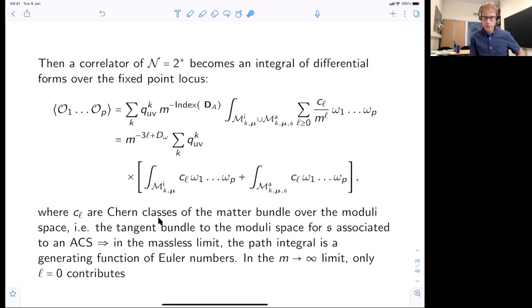So we see that if you take the massless limit, then the observables disappear, basically because of these powers in m. And we are left with an integral of the top Chern class over the moduli space, giving us the Euler number. Whereas if you take the infinite mass limit, then the Chern classes disappear, and we are just left with the integrals over the moduli space with the differential forms associated to the observables. And for a generic mass, we get both contributions.